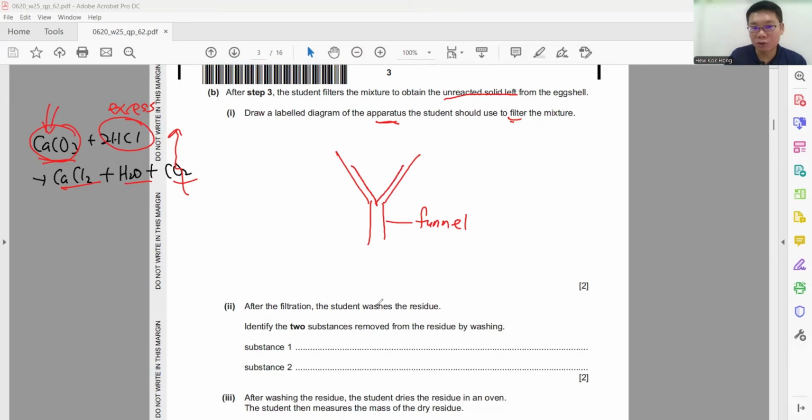After the filtration, the student washes the residue. The residue is here, they wash it. So what do they want to remove? They want to remove any aqueous solution that's possible to be there. So this is liquid, this is gas, this is solid. These two are the aqueous. So we are trying to remove these two by rinsing with water. They will dissolve in the water and be removed together when the water is flowing out.